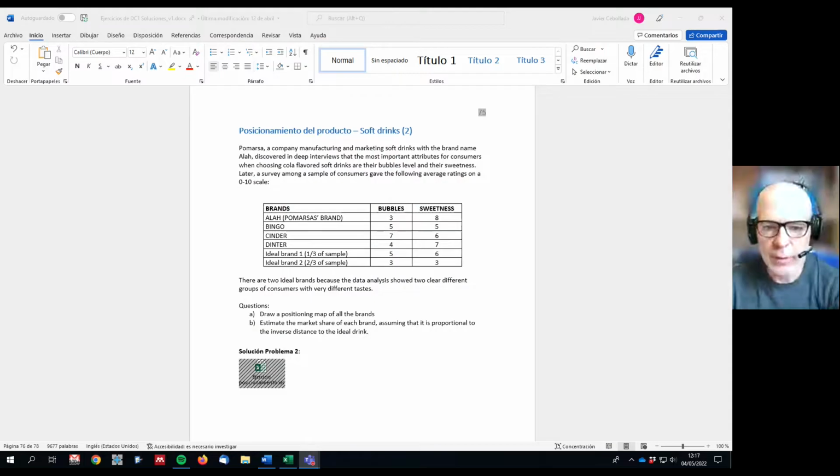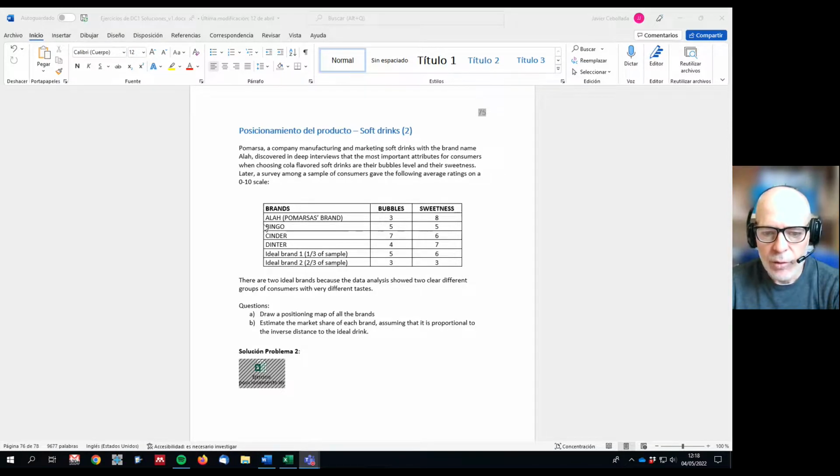Explain this product positioning exercise, soft drinks. So we have a company that manufactures and markets soft drinks with the brand name Ala, and has made a market research and found that customers choose soft drinks mainly based on the bubbles levels and the sweetness level.